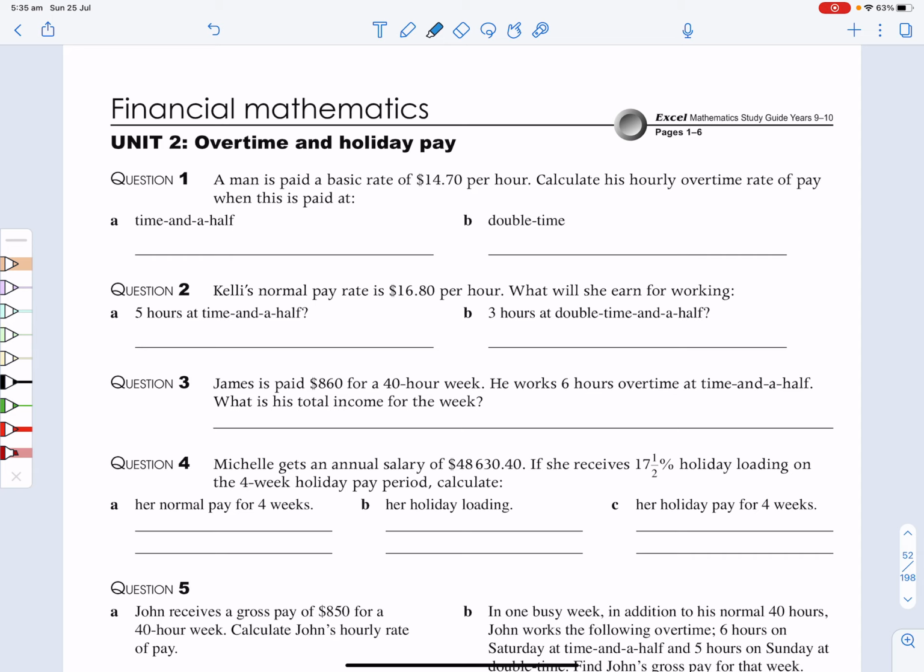By the way, if you're wondering when you get paid more, so time and a half and double time, it's usually if you work outside the regular hours during the week. So if you work longer hours from Monday to Friday, or if you work a Saturday or a Sunday, it's an incentive for you to work more.